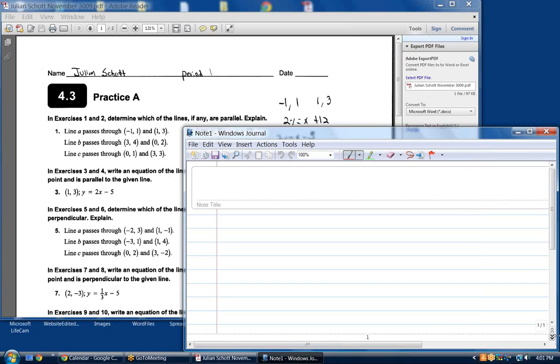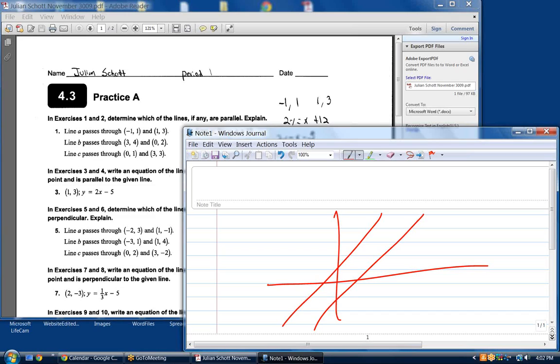All right, so question 1. They say, which of the lines, if any, are parallel? Well, what do we need for two lines to be parallel? They don't touch. Well, that's one thing, but what else? That's a true statement. Those two lines are parallel because if I extended them forever, they would never touch. But what else is true about those two lines?